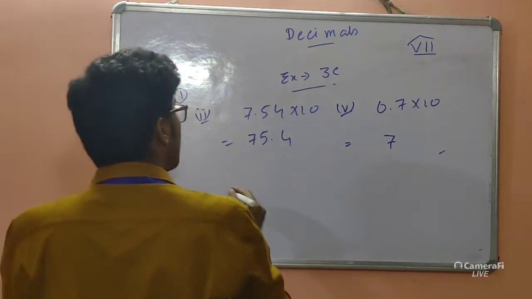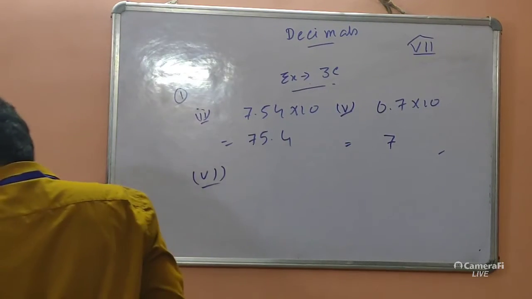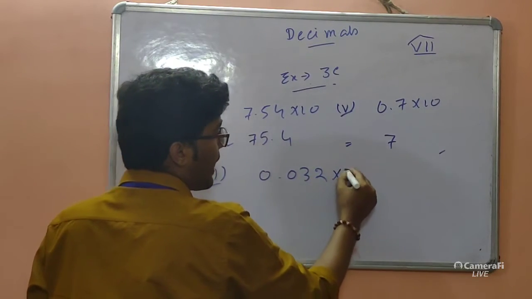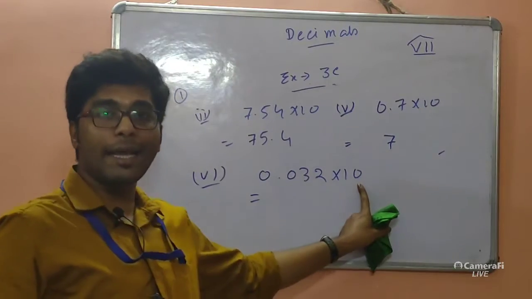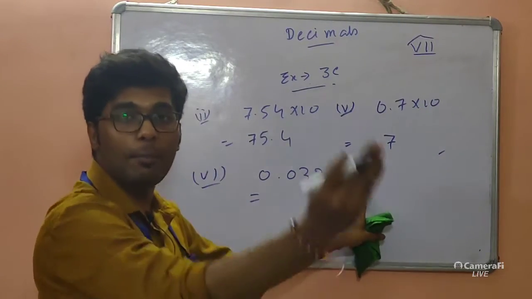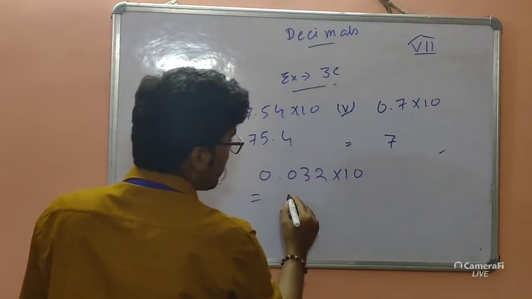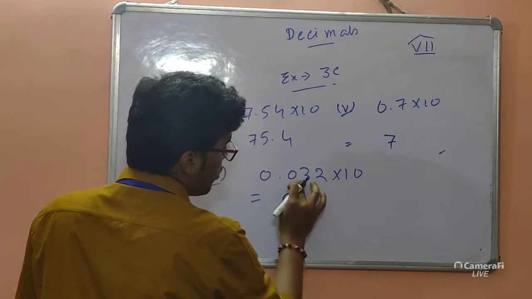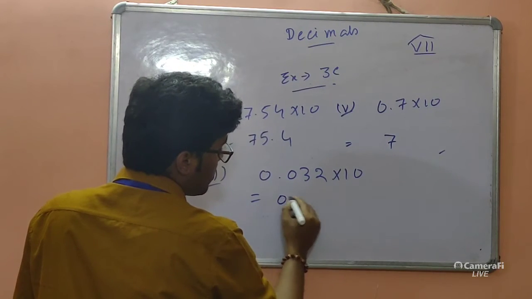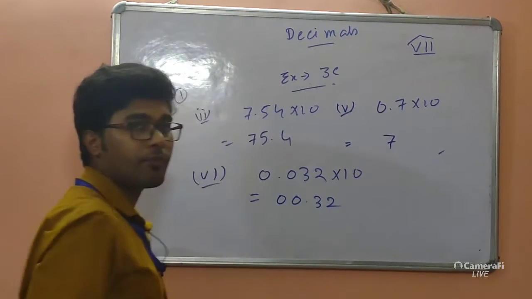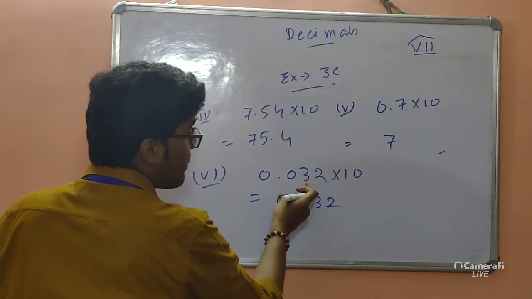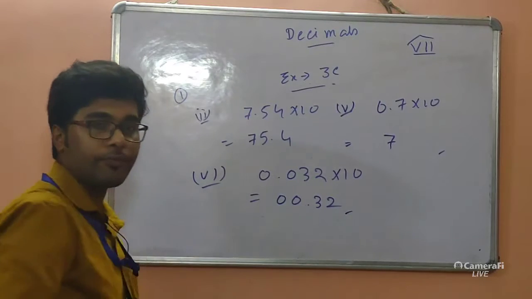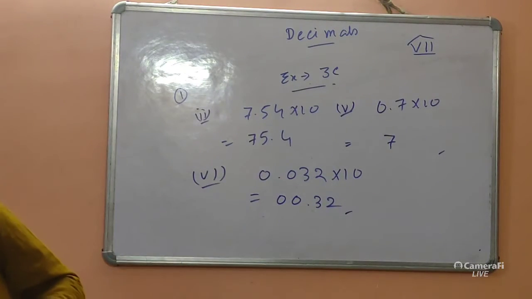Let us do one more. Let us do the next one, 6. What is the question? 0.032 multiplied by 10. Again we are multiplying by 10. So 1 zero is there. The point will shift one place rightwards. So it becomes 0, and the point will go there. Clear? Understood? That means before 3. So here also we have given the point before 3. Understood? Okay, let us move on.